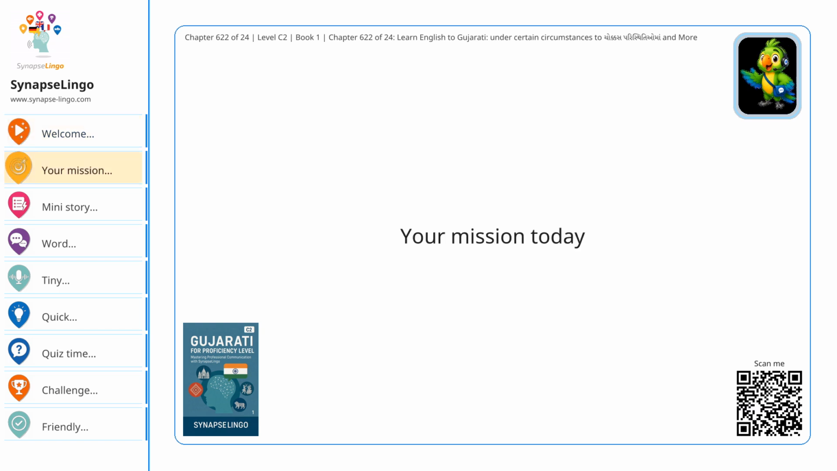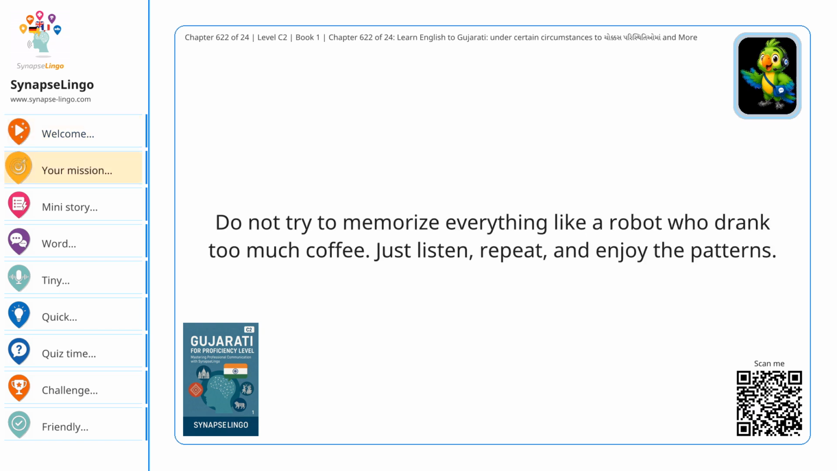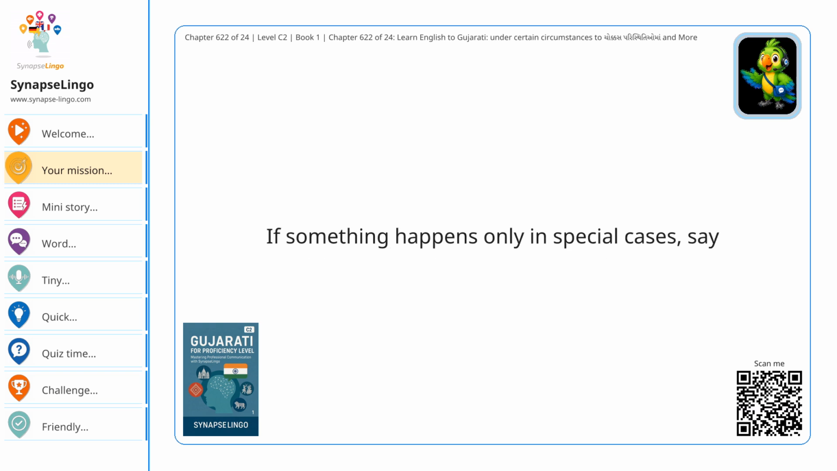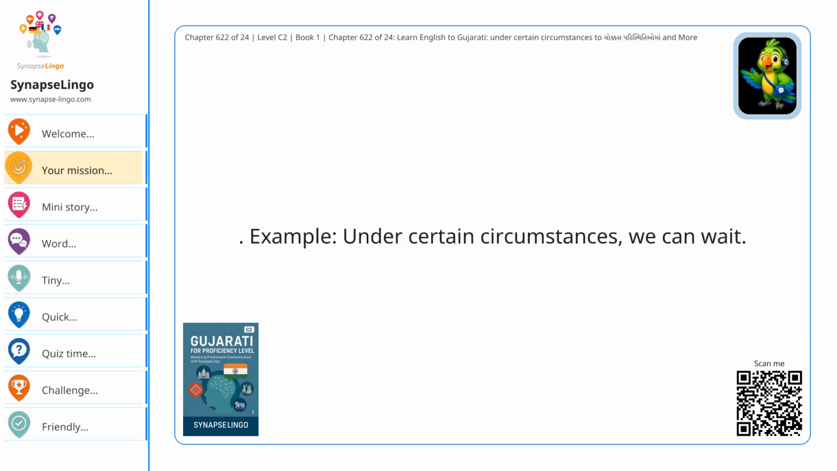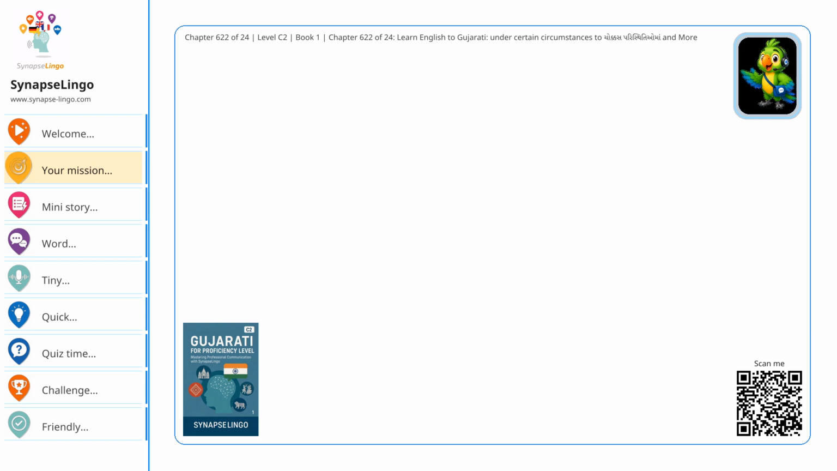Your mission today. Do not try to memorize everything like a robot who drank too much coffee. Just listen, repeat, and enjoy the patterns. If something happens only in special cases, say ચોક્કસ પરિસ્થિતિઓમાં. Example. Under certain circumstances, we can wait. If you want to say only when needed, use જરૂર પડે તો. Example. Call me if necessary.